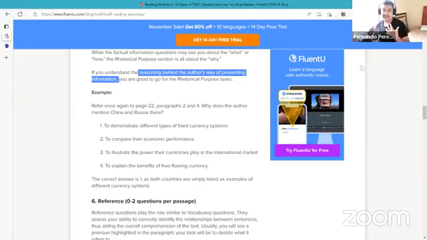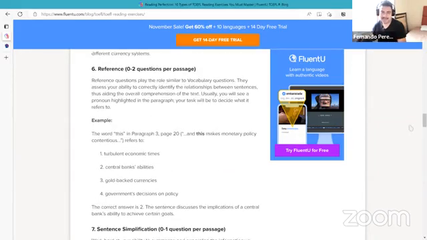Contextual means I need to check and pay attention to the intention of the author. Not my information, not information that I know, but the author's information. Comprehension. Okay? Reference. Let's read this one.